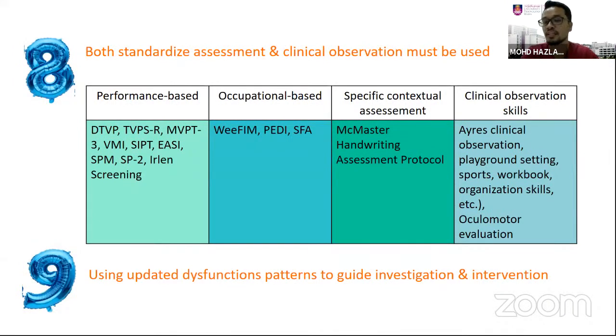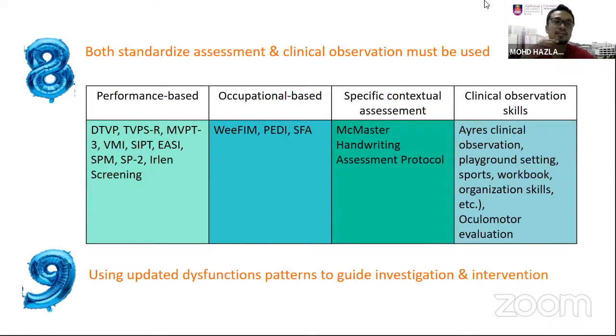This is one of the important things: clinical observation skills. As therapists, even though we rely on standardized assessments, we must understand that clinical observation is very, very, very crucial, okay? So these are the lists you can pick from. The ARIS clinical observation talks about oculomotor control and visual perception, background settings, sports, the child's workbook, and organization skills. There is also the oculomotor evaluation by Dr. Teresa May Benson, and there is an assessment on the receptors.